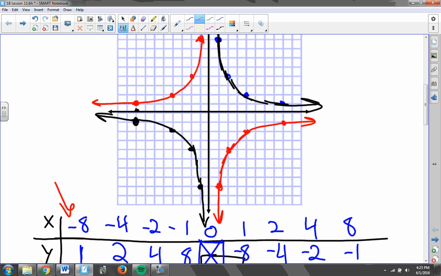Okay. So with this function, negative 8 over x, you'll notice that I'm in the top left corner and the bottom right corner. And when I have positive 8 over x, I'm in the top right corner and bottom left corner. That is always true. So that can be a helpful hint. But we're going to graph these inverse or indirect variation equations just by making tables of values.